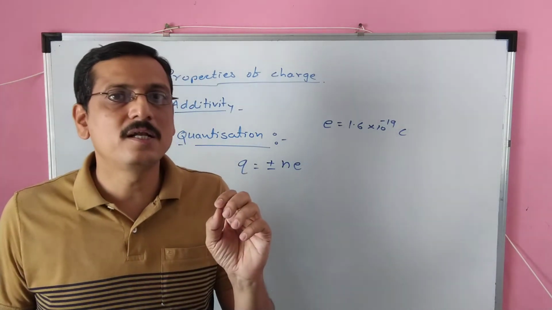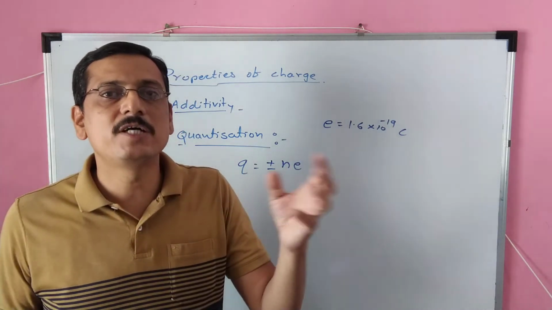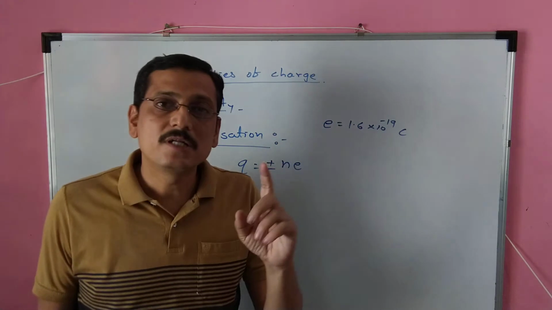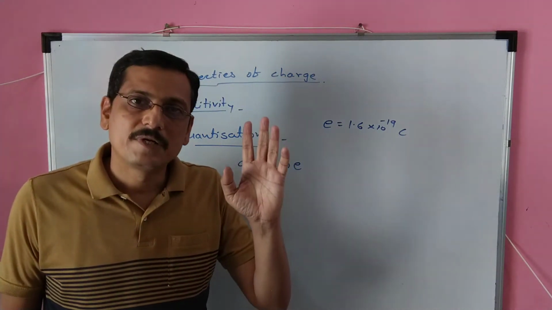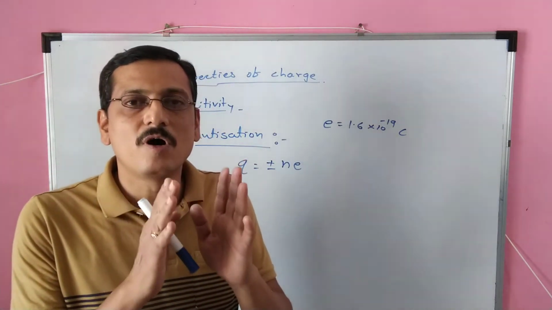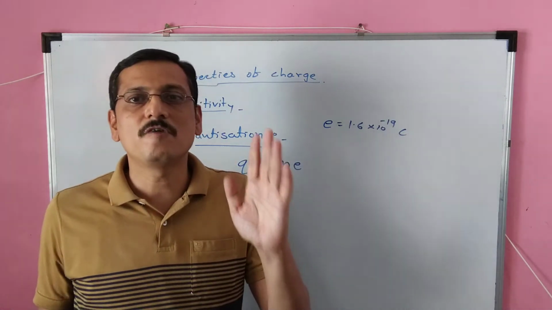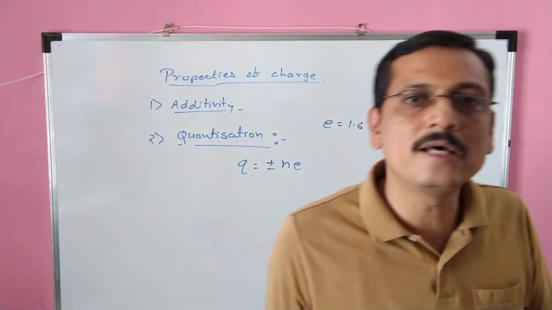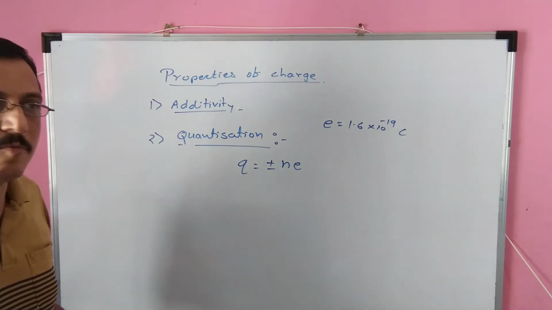Because there are particles like quarks, which have fractional values of the electron's charge, 1/3 or 2/3, but they are not isolated particles, and that's the reason presently we will consider, or what we know is, the smallest possible charge is the charge of the electron, because it's the value in isolated condition. Okay student, now let's move to the next property.